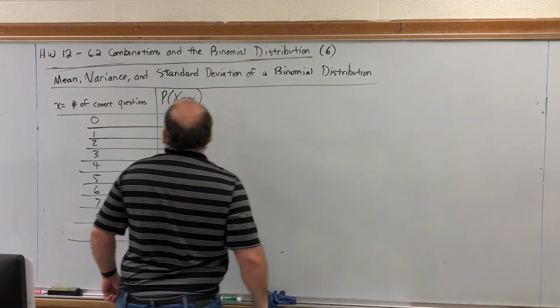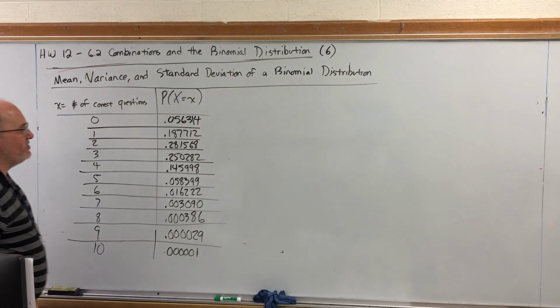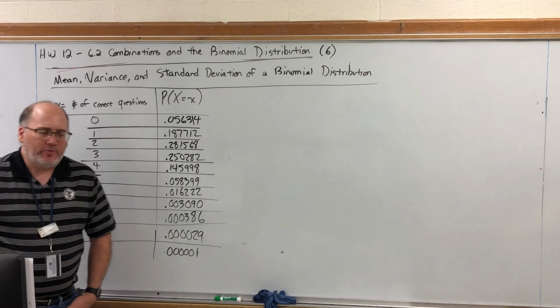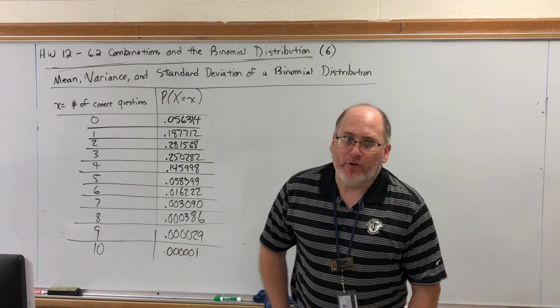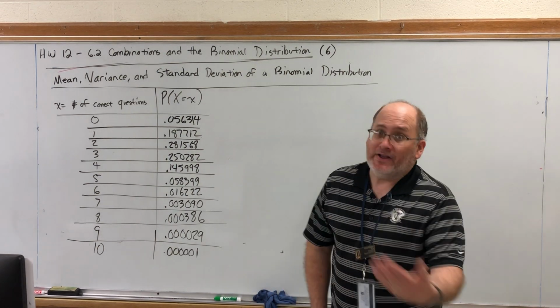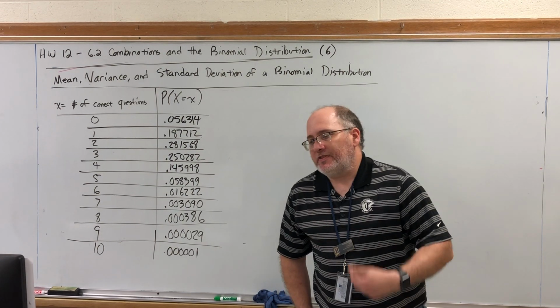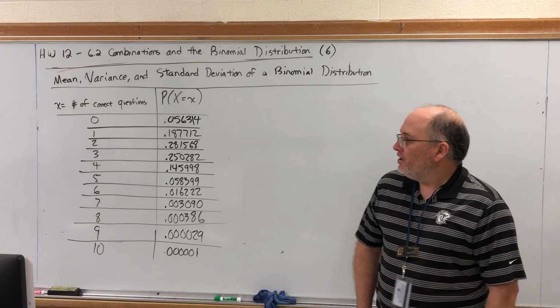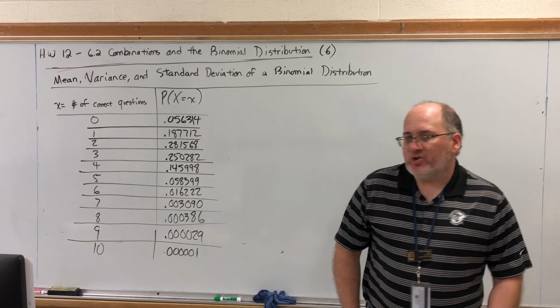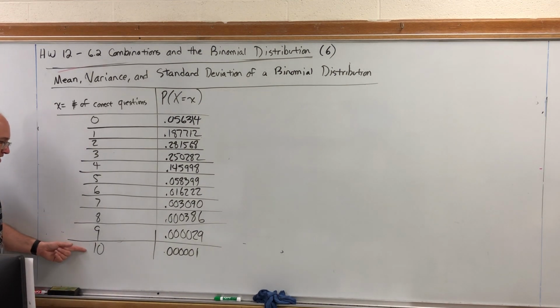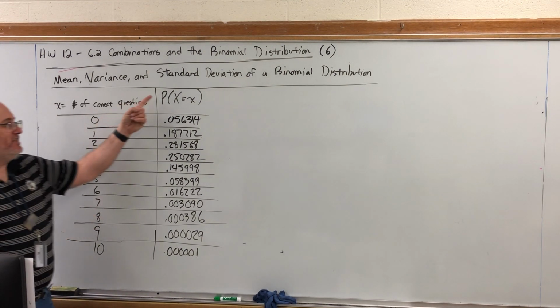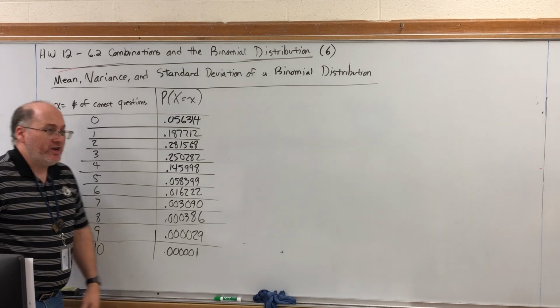Before we get to these formulas for mean, variance, and standard deviation of a binomial distribution, I thought it would be a good idea to actually show you a binomial distribution. We talked about a binomial experiment, we talked about the binomial probability formula, but recall that a distribution is a table that lists every possible value of a random variable and the probability of that value occurring.